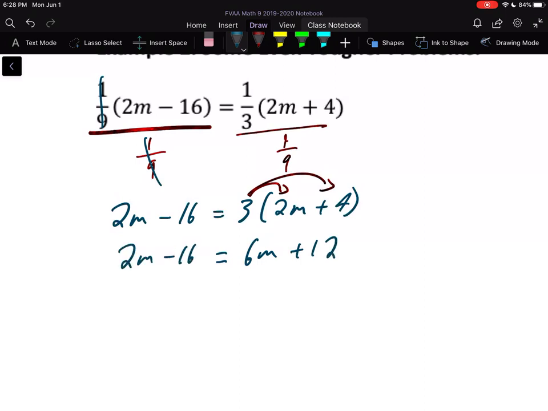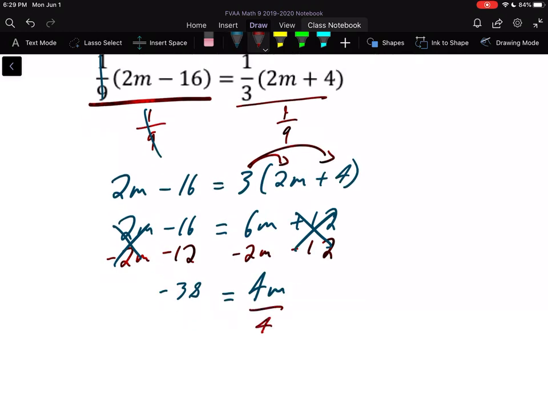Now I'm ready to bring the variables on one side, constants on the other. I'm going to bring the 2m over to the right side, so I'm going to have my variables on the right side just because I want that positive coefficient. That means the constants are going to be on the left. So I'm going to subtract 2m on both sides. That's going to cancel that out. Constants on the left, so I'm going to subtract 12 on both sides here. And that's going to give me 4m is equal to negative 38.